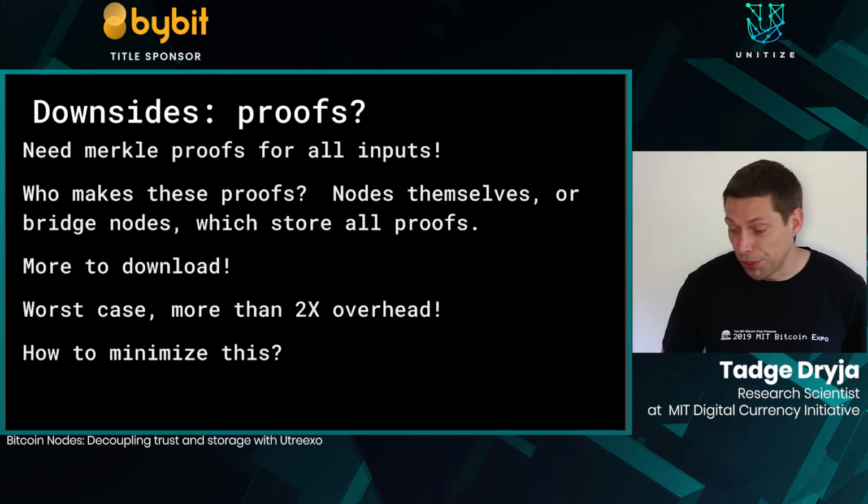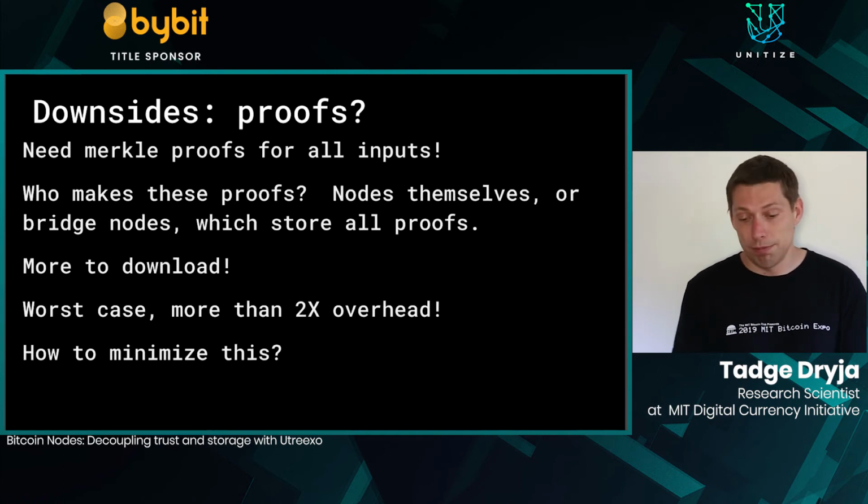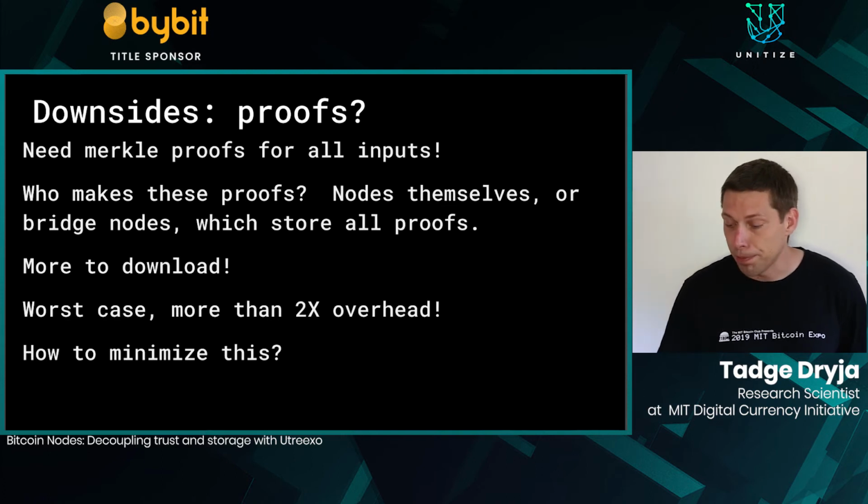So now you've got these proofs, right? You need Merkle proofs for potentially all the inputs. All these UTXOs that are getting spent need to be proven that they exist. And not just that they exist, but what they are, right? How many Bitcoin is there? And what is the pub key script and all the other aspects can go into this hash at the bottom of this accumulator tree. And then the question is, who makes these proofs? Well, the nodes themselves can make it.